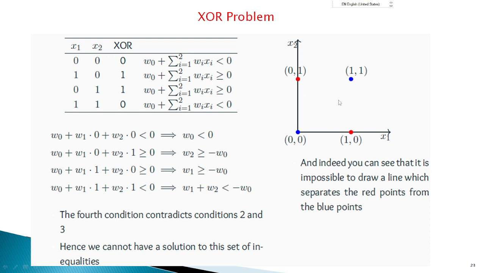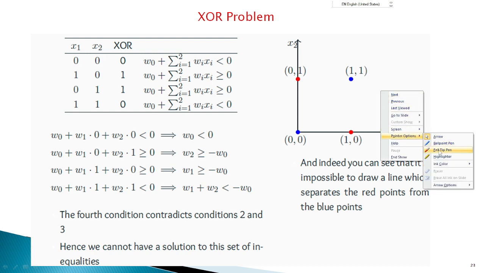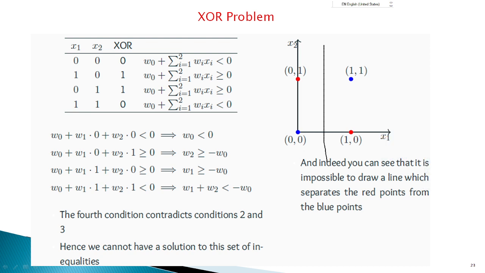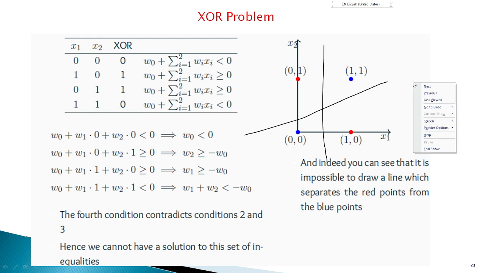Just look at this diagram. Where can we draw a line which can separate the inputs into two groups? No way we can draw one. Can I draw like this? No, I can't draw like this. No way I can draw.